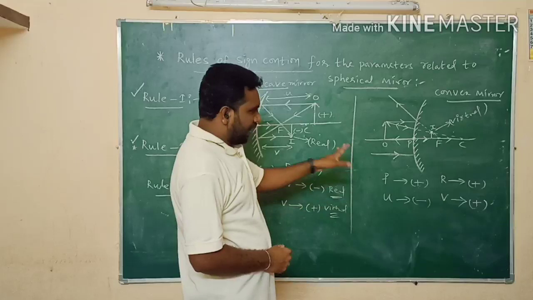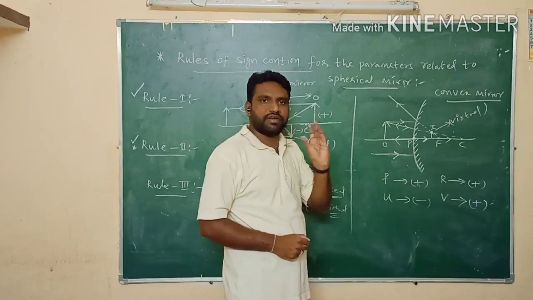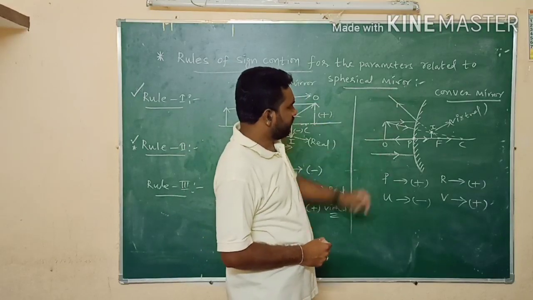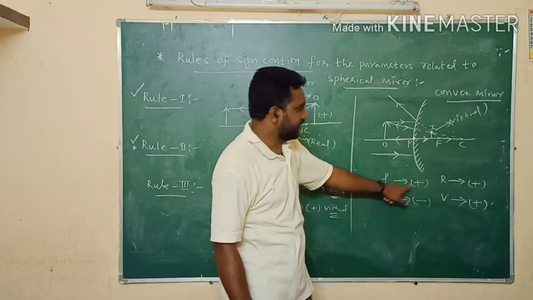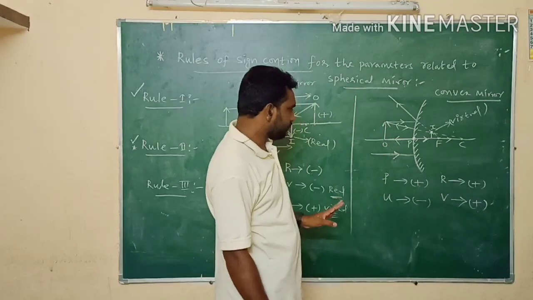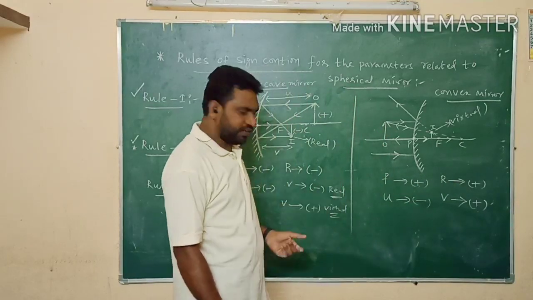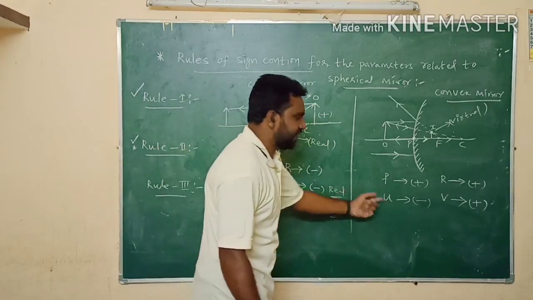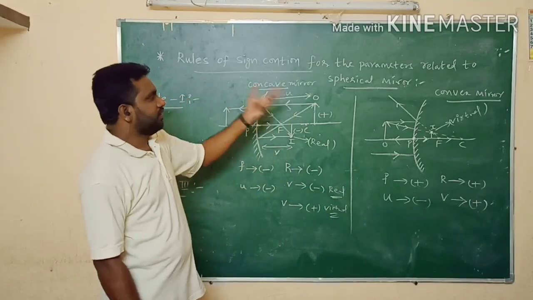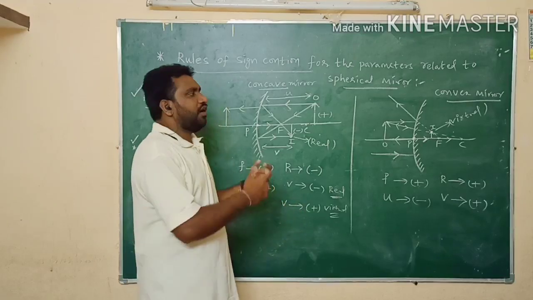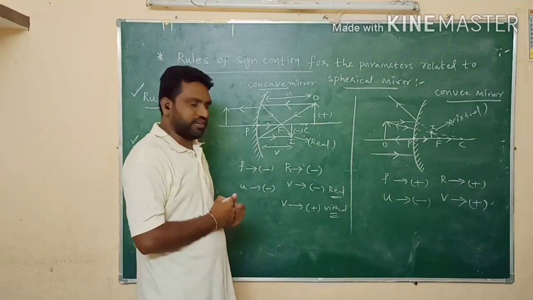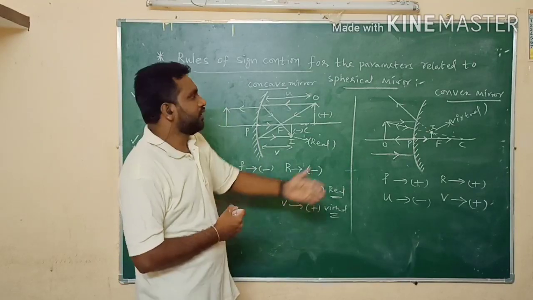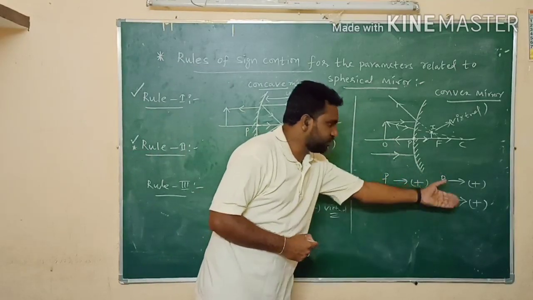Very simple. You should follow these instructions. It's very easy for you. So in case of convex mirror, focal length becomes positive. Radius of curvature becomes positive. And the common point for both mirrors is that distance of object is always negative. Why? Because distance of object we have to measure always opposite to the direction of incident ray. So U value is always negative. It forms virtual image, which means V value is always positive.